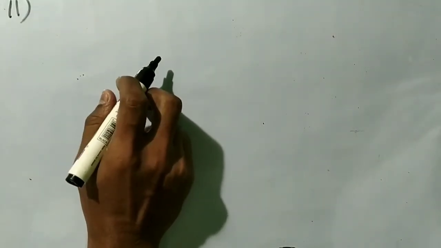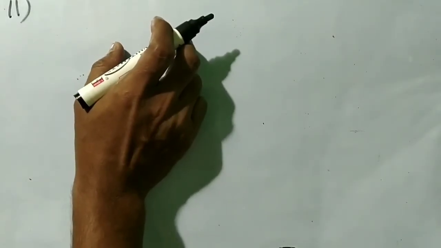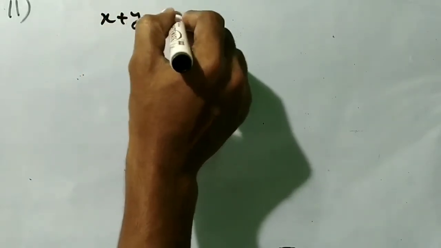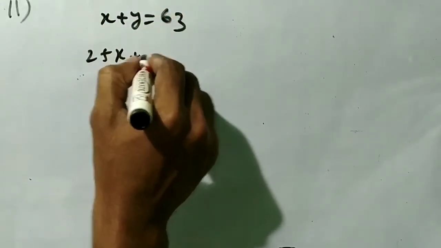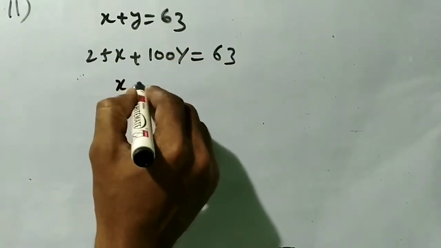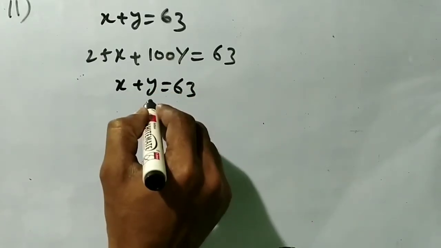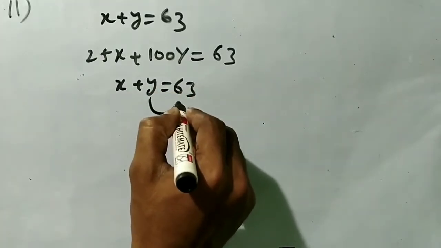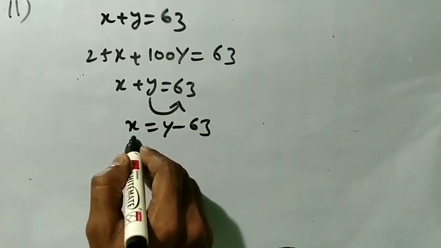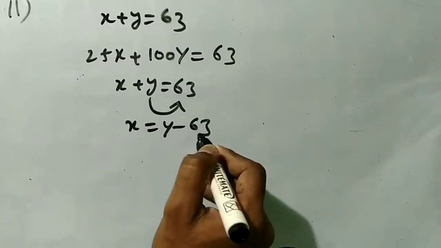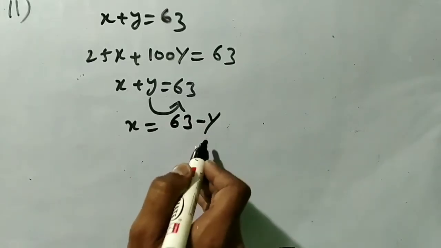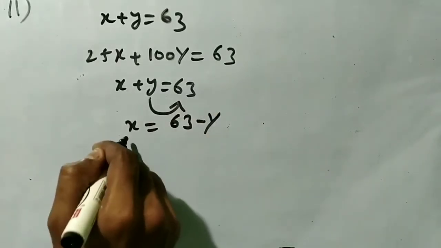Same problem, but instead of taking x plus y is equal to 63 as before, we are taking the y value here. So x plus y is equal to 63, and 25x plus 100y is equal to 63. In the previous one we took x plus y is equal to 63 and moved things to the RHS. So here we are taking the y value.